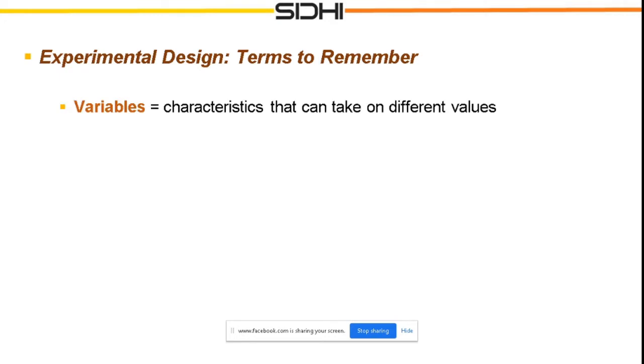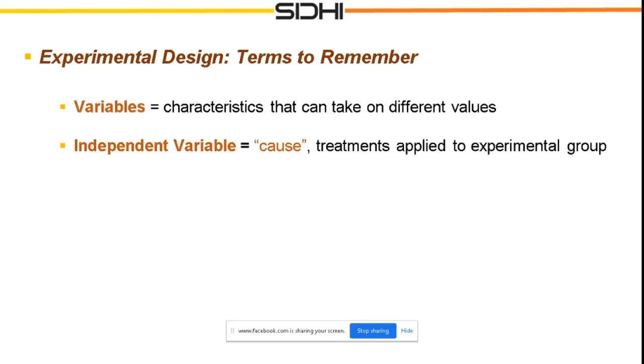Okay, next is your variable. So these are the characteristics that can take on different values. So these are the different things that could play a big part in your experiment. Okay, first is of course your independent variable. So like I said, it's the cost, it's the treatment that you applied to your experimental group. Ikaw ang magseset nito. Okay?